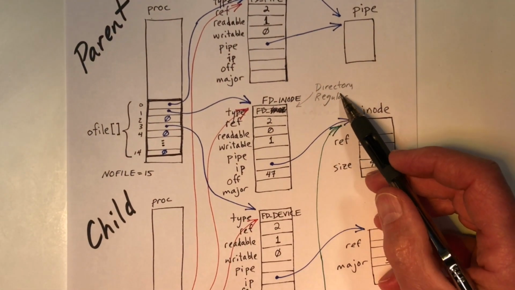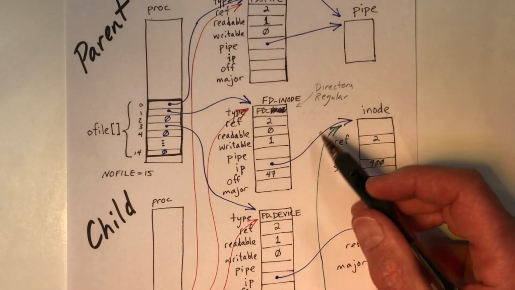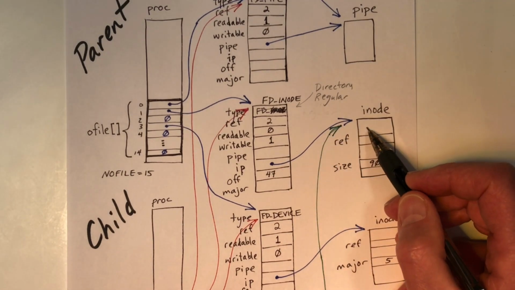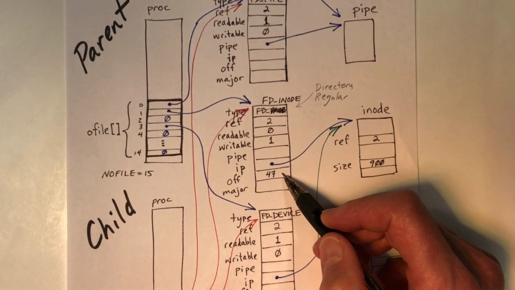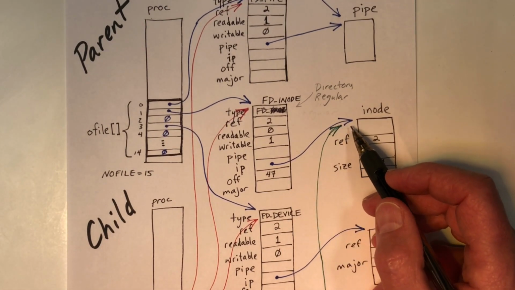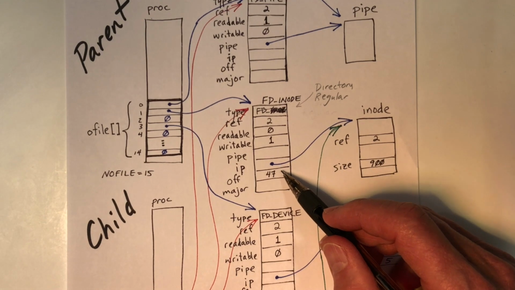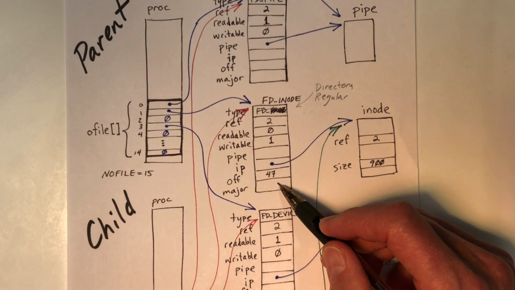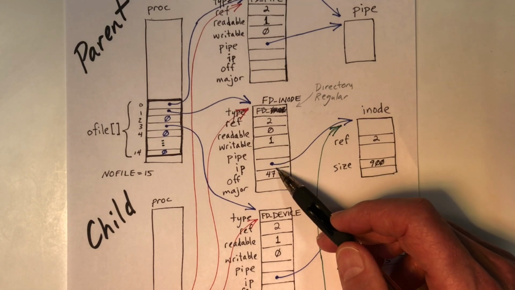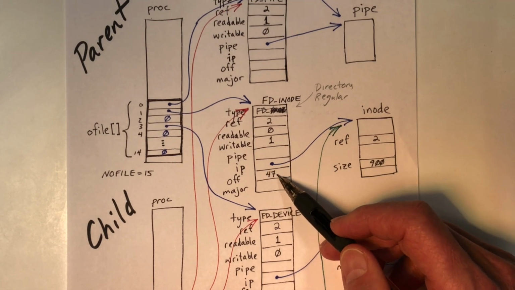If it is a directory or a regular file, then the pipe field will not be used, but the IP field will point to the inode. And the offset field will contain an integer that tells where in that file the next read or write will occur, and the major field is unused. Now, this file is open for writing only, so the next write operation will happen at offset 47.